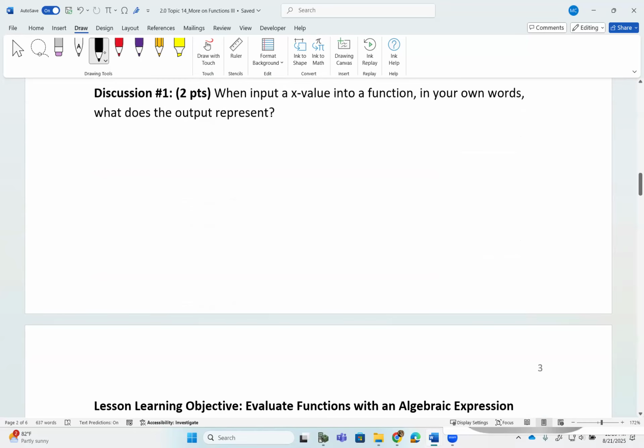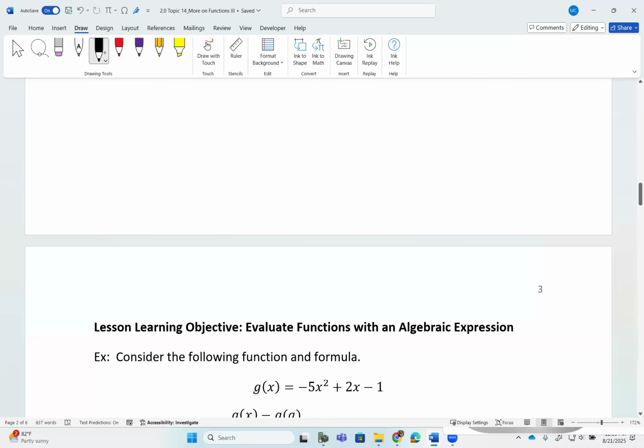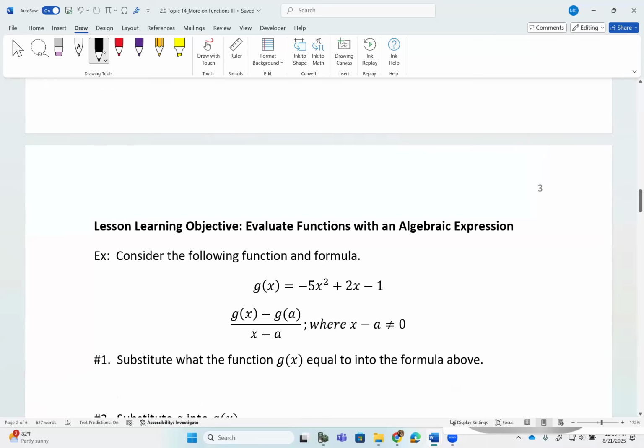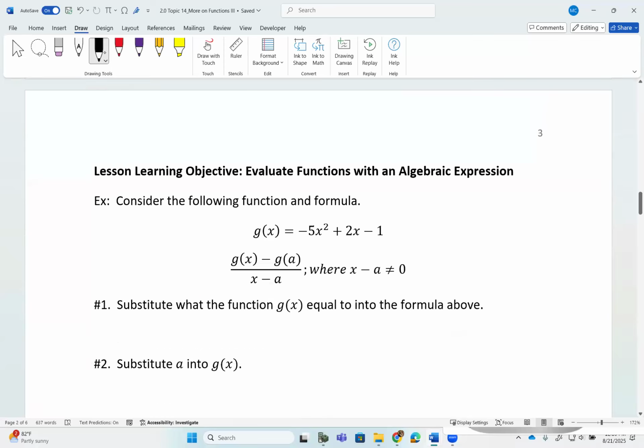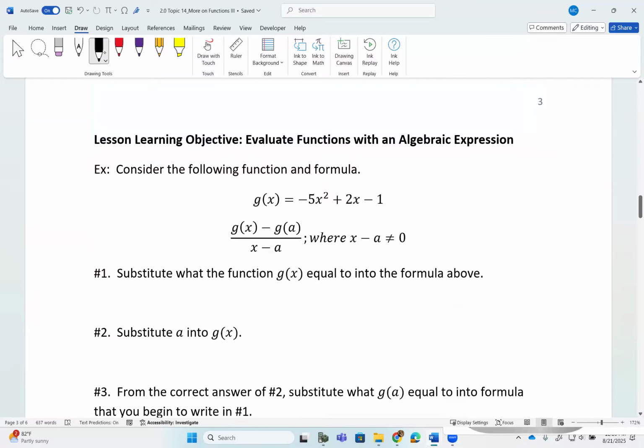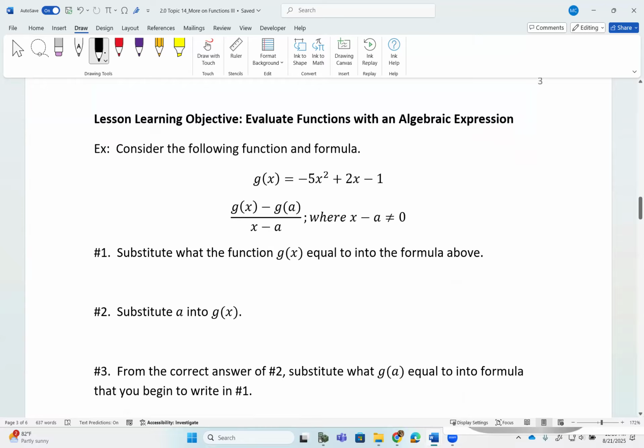All right, the next objective is evaluating a function with an algebraic expression. So this problem does have a lot of things involved, so it's a good review. Here I'm given a function g of x, -5x squared plus 2x minus 1, a quadratic function. I actually want to take this function g of x and put it into this formula, g of x minus g of a over x minus a.